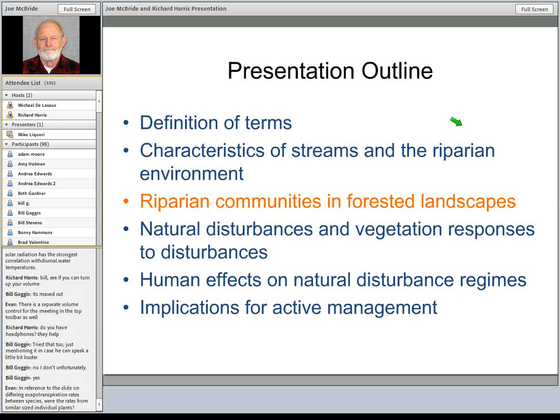Okay, now I think maybe we're back online. It says riparian communities in forested landscapes, and I try to advance to the next slide. Maybe you can do that for me, Mike, or whoever's.